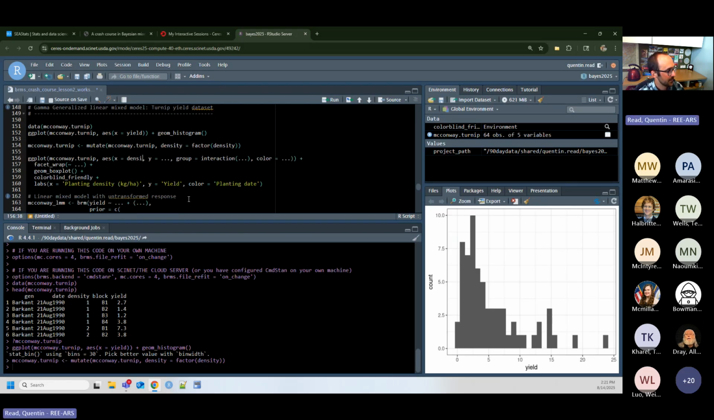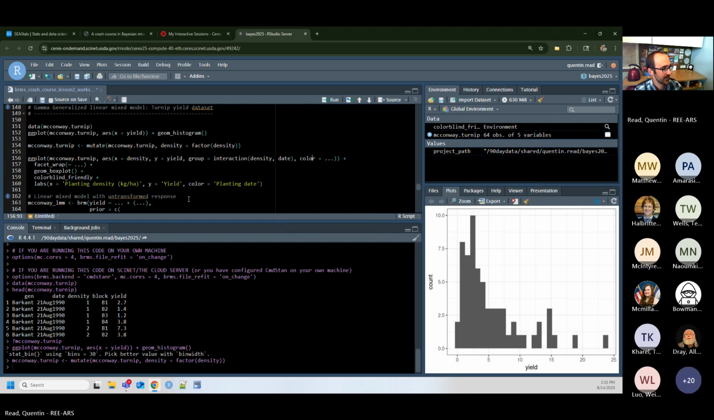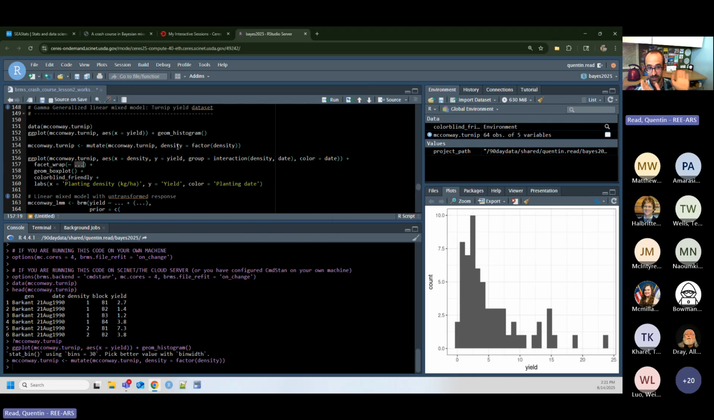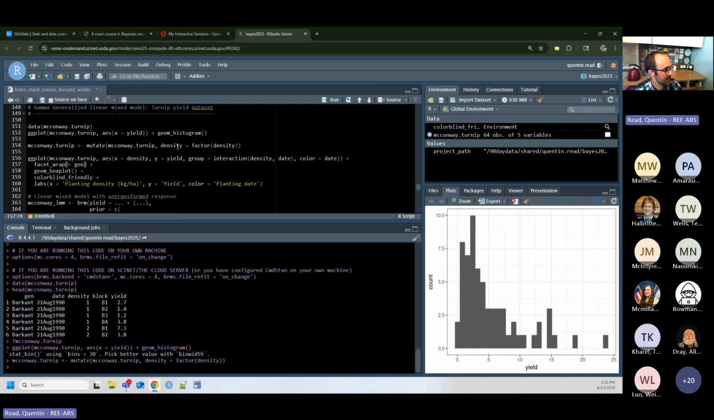So density, we're going to put on the x-axis. Yield is our response variable on the y-axis. The interaction of density and date, within each density, we're going to split it up by date, and we're going to color the box plot by date as well. And then the facet means we're going to split the whole thing into panels by genotype. Hit escape to get rid of the autocomplete, and then I will Control Enter to take a look at this plot.